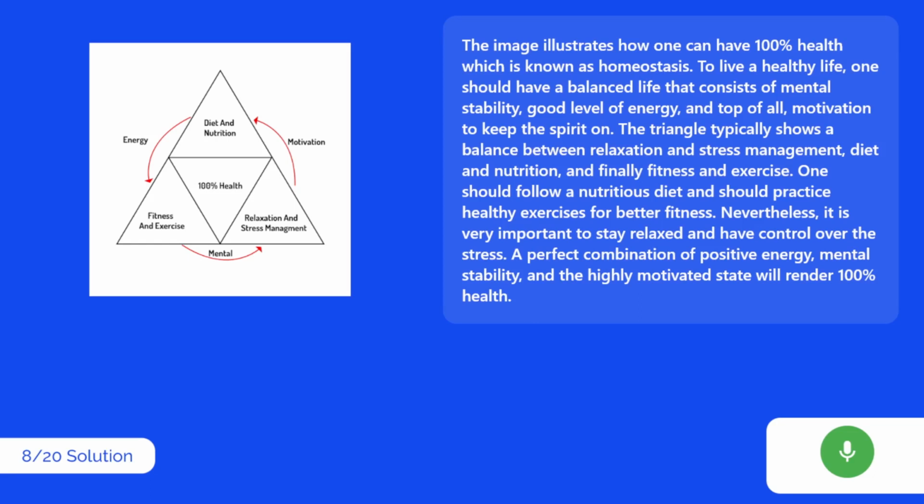The triangle typically shows a balance between relaxation and stress management, diet and nutrition, and finally fitness and exercise. One should follow a nutritious diet and should practice healthy exercises for better fitness. Nevertheless, it is very important to stay relaxed and have control over the stress. A perfect combination of positive energy, mental stability, and the highly motivated state will render 100% health.